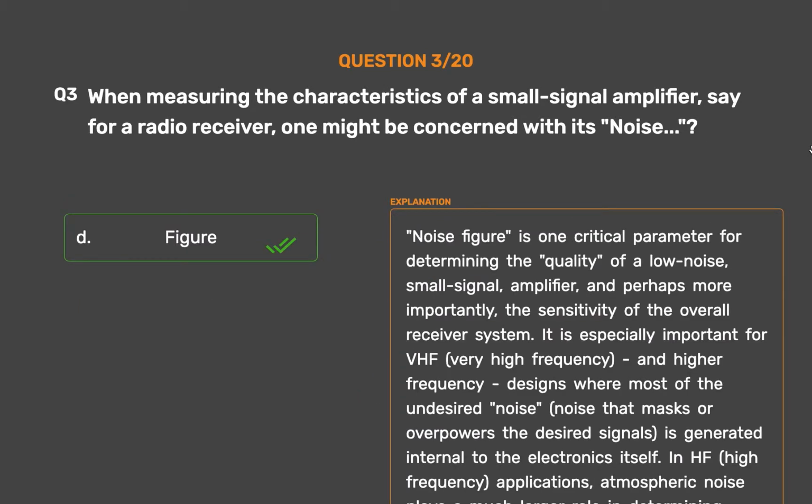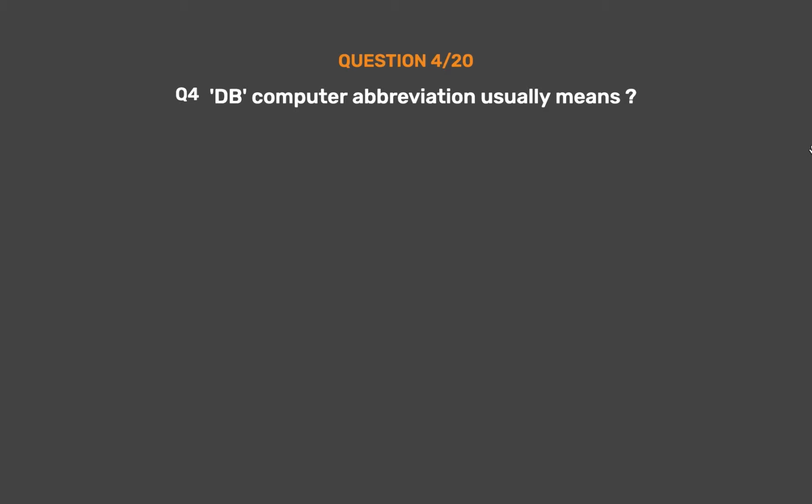Figure. Noise figure is one critical parameter for determining the quality of a low noise, small signal amplifier, and perhaps more importantly, the sensitivity of the overall receiver system. It is especially important for VHF, very high frequency, and higher frequency designs where most of the undesired noise that masks or overpowers the desired signals is generated internal to the electronics itself. In HF, high-frequency applications, atmospheric noise plays a much larger role in determining overall useful sensitivity, so a circuit's noise figure is less important.